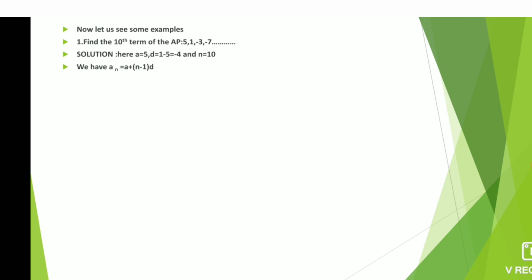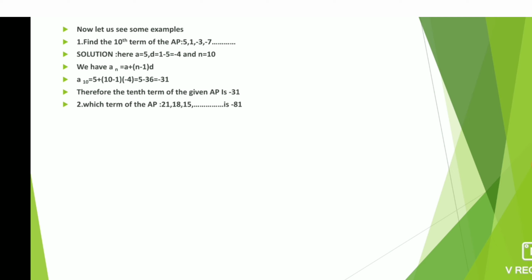We have an is equal to a plus n minus 1 into d. And next, a10 is equal to 5 plus, as we know the n value is 10, so substitute 10 minus 1, and the d value minus 4. Then we get 5 minus 36 equal to minus 31. Therefore, the 10th term of the AP is minus 31.